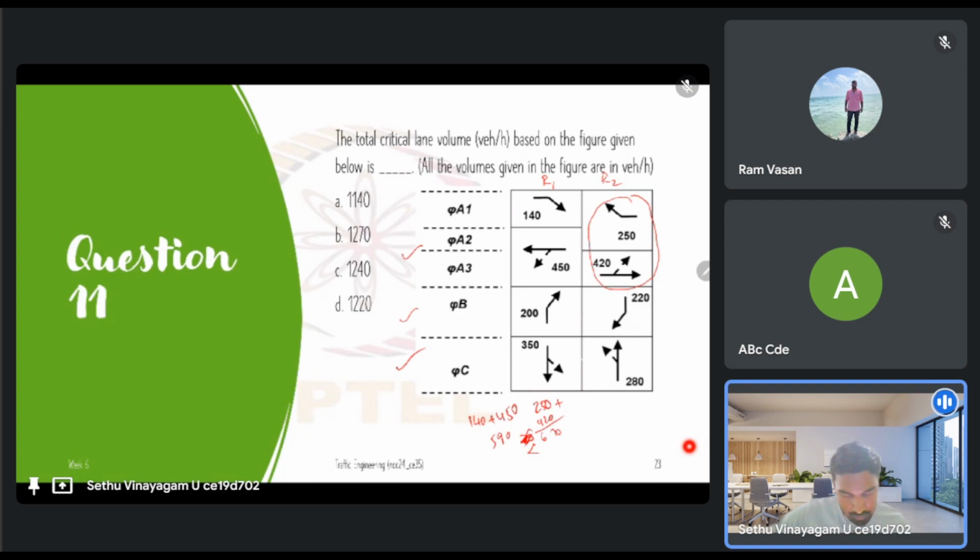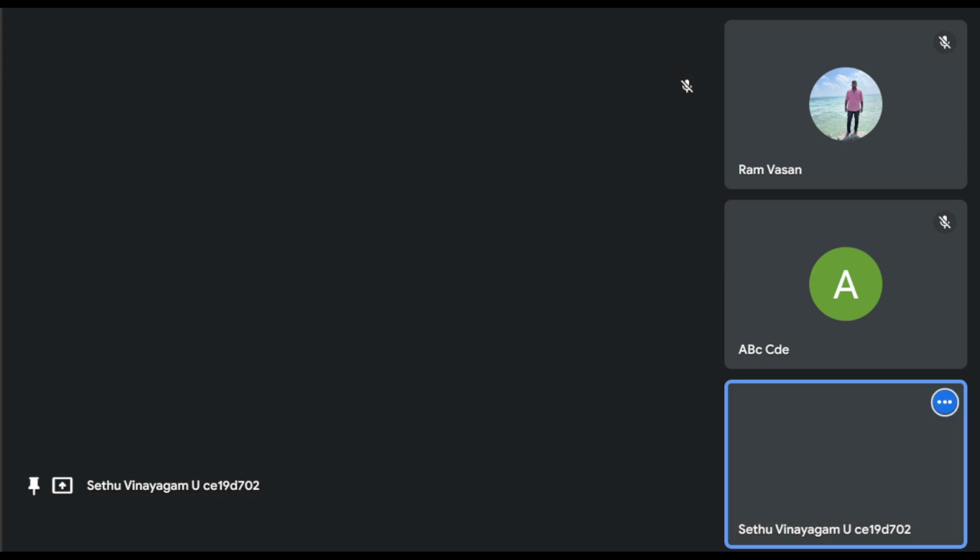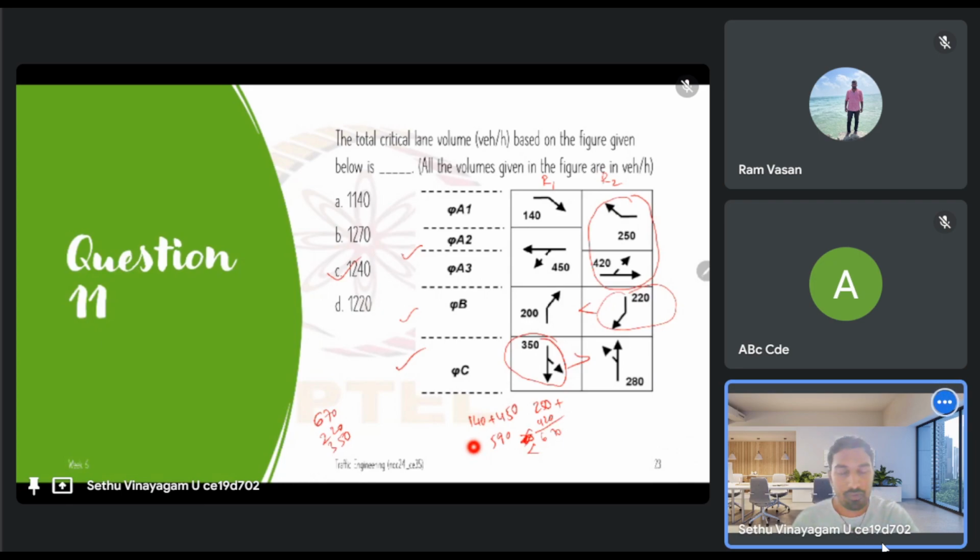The other two are simple phases. For phase B we have 200 and 220, so 220 is greater, and this is the critical group. For phase C, we have 350 versus 280, so 350 is the largest of the two. Now for the total cycle, the critical volume is the sum of the individual ones. So we have 670 from phase A, 220 from phase B, and 350 from phase C. Sum them up and you get 1240. That's how we find the critical lane volume for the whole cycle.